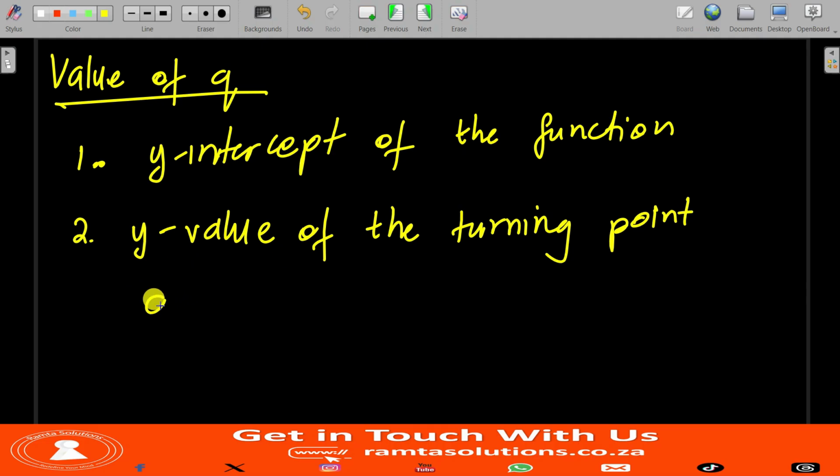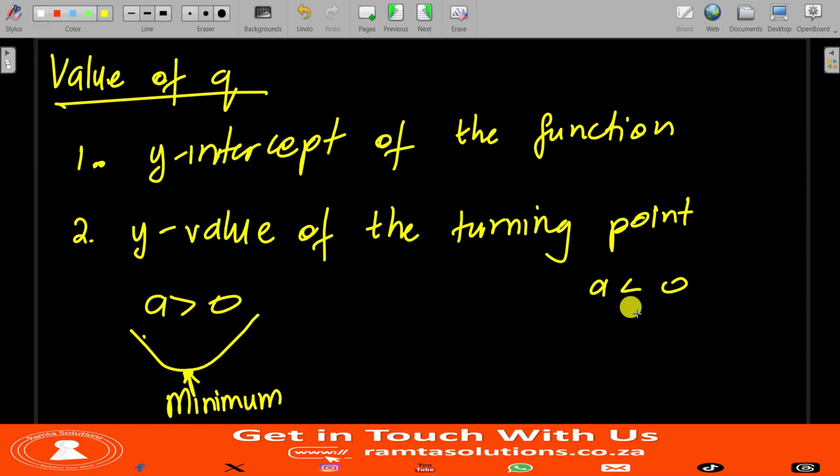Further, if your a is positive, your function, remember, looks like this. So it is this point here, and we call it a minimum. So when a is positive, q is a minimum. Now if a is negative, your function looks like this. So q is a maximum. This is the meaning of all this.